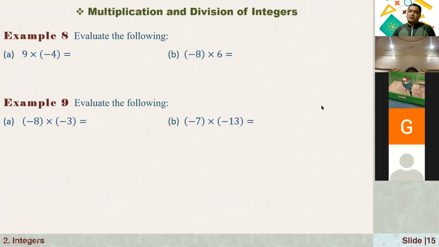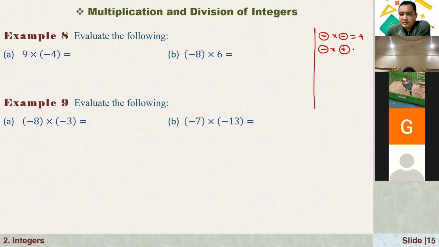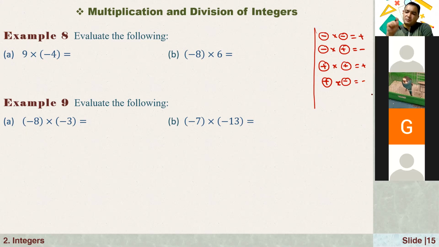Now we will actually do multiplication. Multiplication is quite easy because we have already done this, right? Minus times minus, we know that it is plus. Minus times plus is minus. Plus times plus is plus. Plus times minus is minus. That's it. To multiply one integer by another integer, first we multiply their signs, and after that we multiply the numbers.